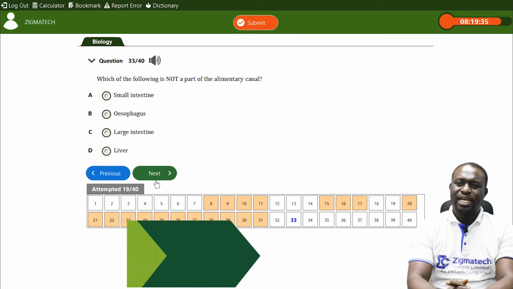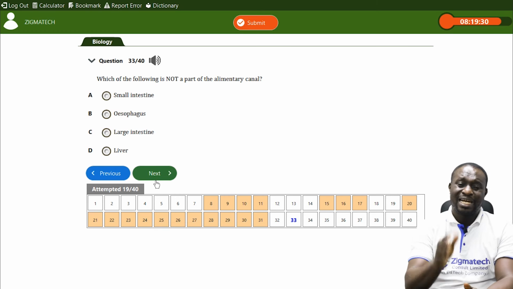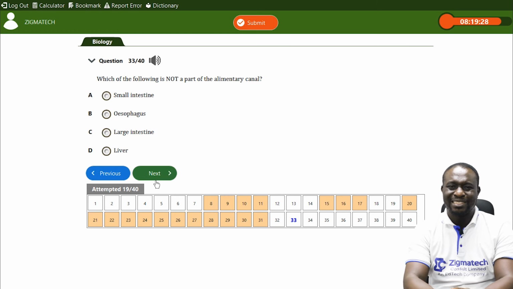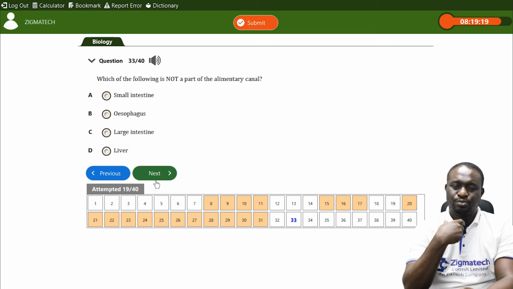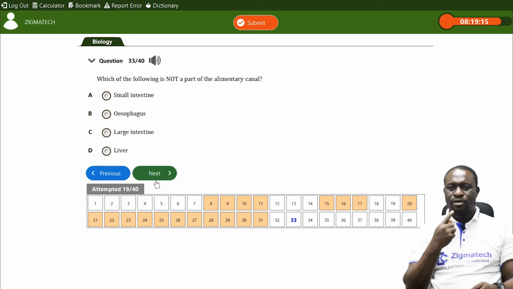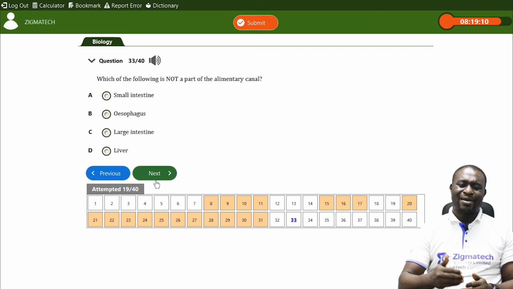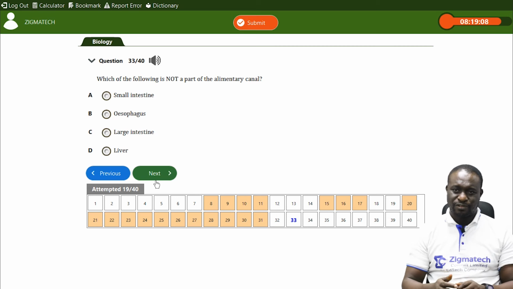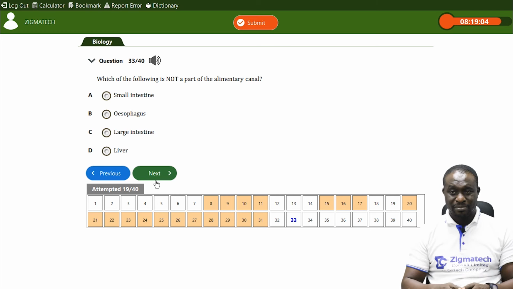Which of the following is not a part of the alimentary canal? Now, the alimentary canal is usually called the gastrointestinal tract. Okay? There are long tubes that run from the mouth to the anus, and they are responsible for carrying out the process of digestion. Now, we have different alimentary canals in different organisms.